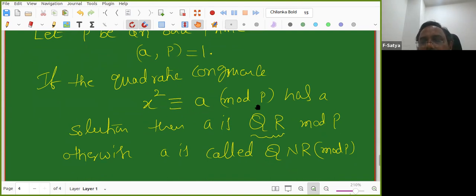x² ≡ a (mod p) has a solution. Then a is a quadratic residue modulo p. Otherwise, a is a quadratic non-residue modulo p. It means I fix a, right? I am looking, is there a solution for it? If the solution is available, then we say that it is a quadratic residue.